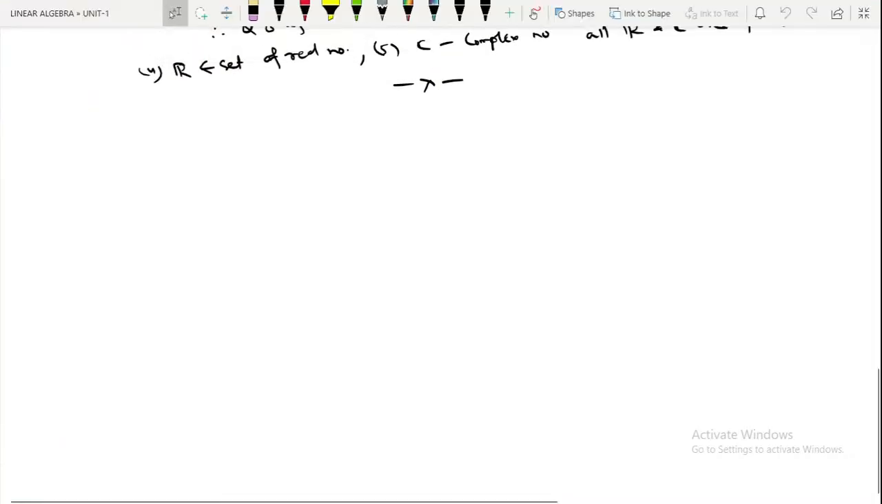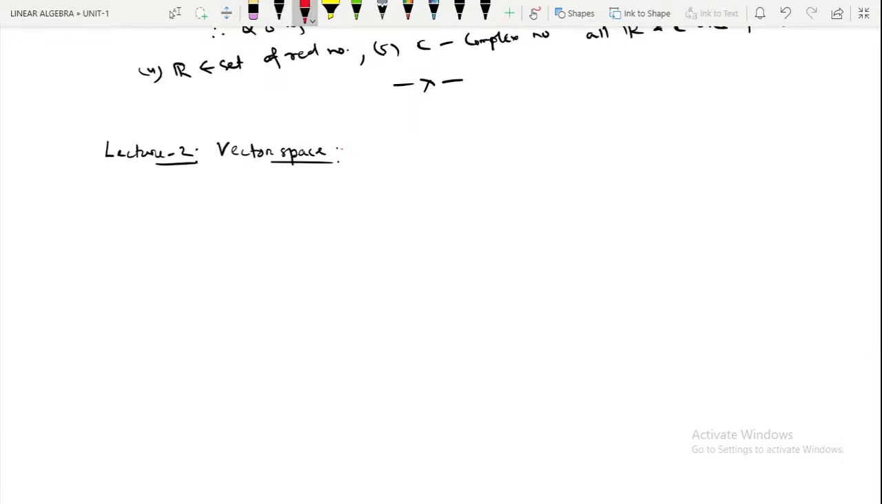Now we'll start today's lecture 2, and we'll study vector space. So first we'll see its definition. So what is the definition of vector space?